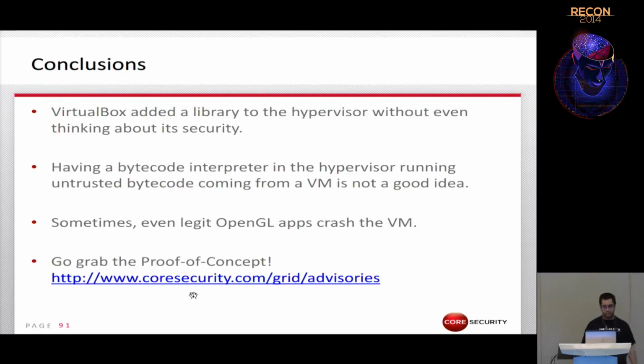That's really worrying. So if you visit the advisories page at the Core Security website, you can find a proof of concept for the three memory corruption vulnerabilities. So I hope that by applying all I explained here, you can write your own VM escape exploit based on that proof of concept.